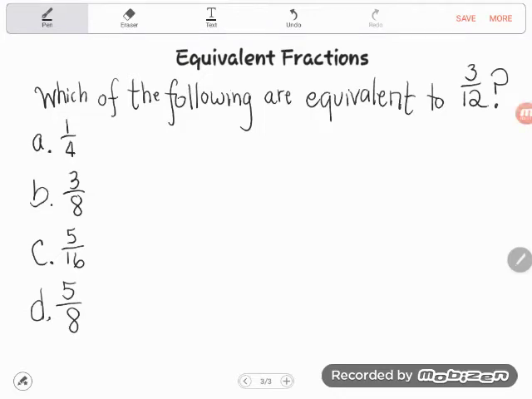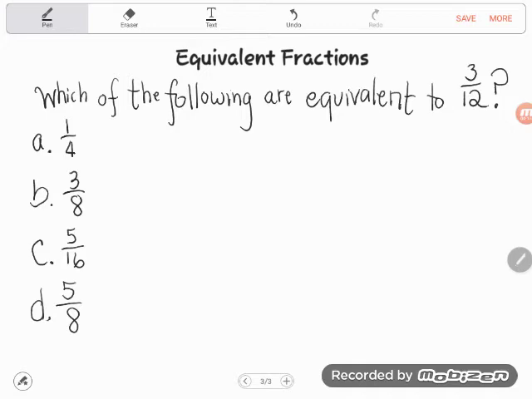Hey students, I actually had a GED graduate. She's a college student now, but she's sending me this problem from her online college classes. And it turns out her professor is not doing a great job explaining. So Charlene, this one's for you.